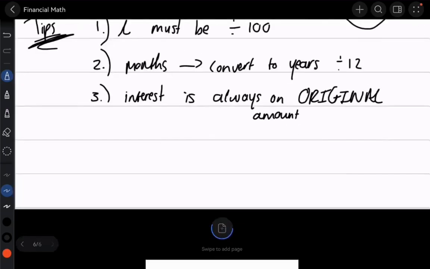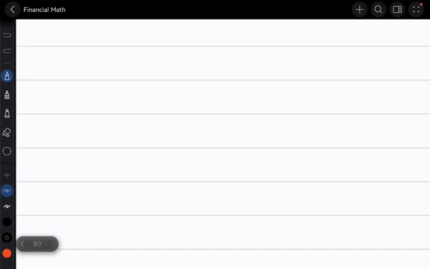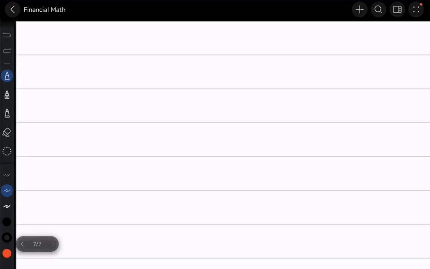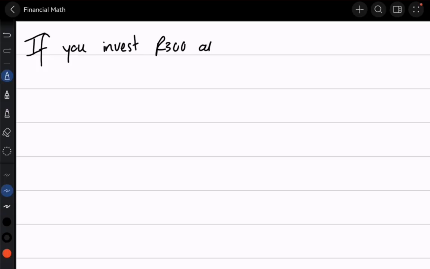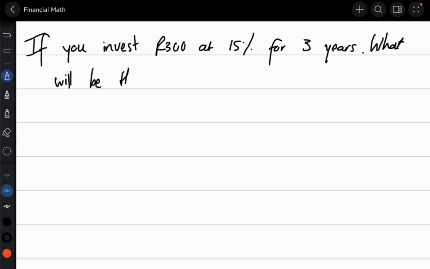So let's look at an example. Let's say we have a question that says, if you invest 300 Rand at 15% for 3 years, then they ask you, what will be the final amount after 3 years?